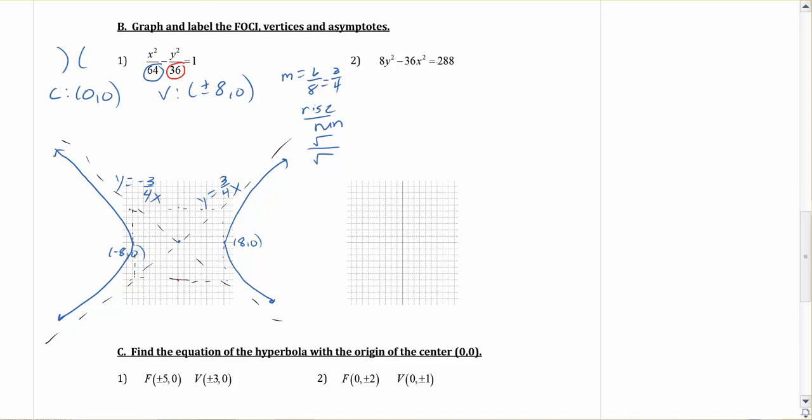I can tell my slope here, once I divide, is going to be whatever the number is underneath the y, the square root of that over that. If that's confusing, just do rise over run. Do what you normally do to find the slope. Okay, the last thing we need to do is go ahead and find the foci.